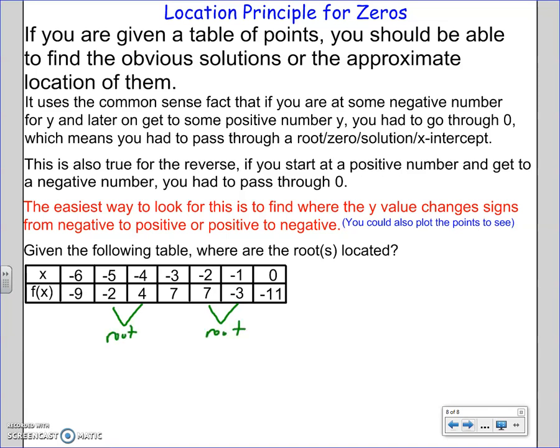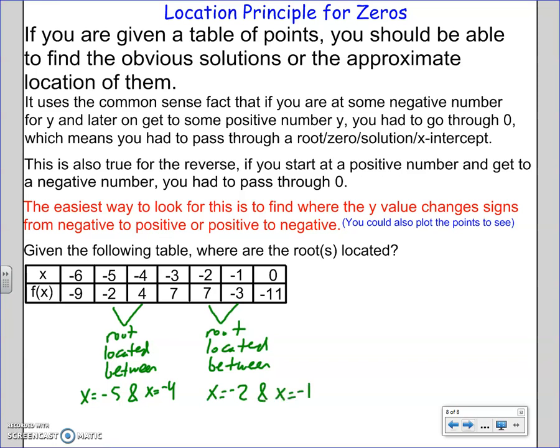So we'll say it's located, you have to say between, and the location is always the x, the value is the y. So we're going to say x equals -5 and x equals -4 for the first one. The second one is x equals -2 and x equals -1. And this works for any type of graph. It doesn't have to be quadratic. So there could be 3 roots, 4 roots, 5 roots later on in the year. But again, it's the y sign change.